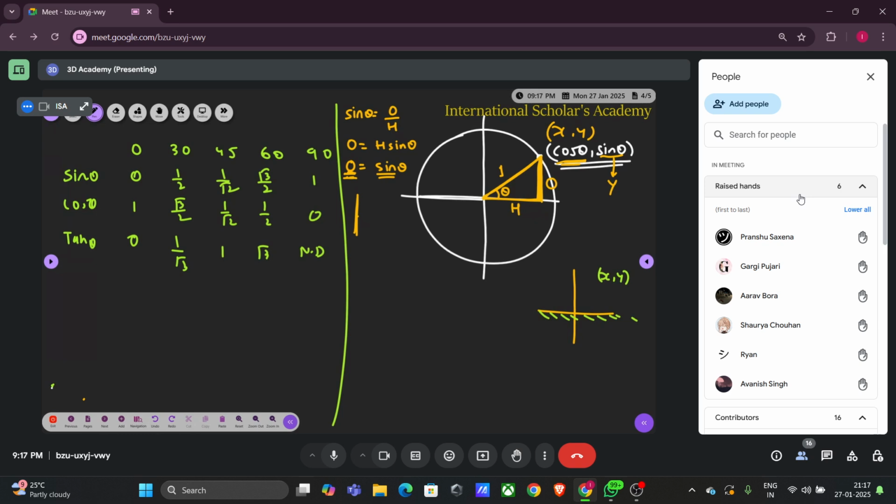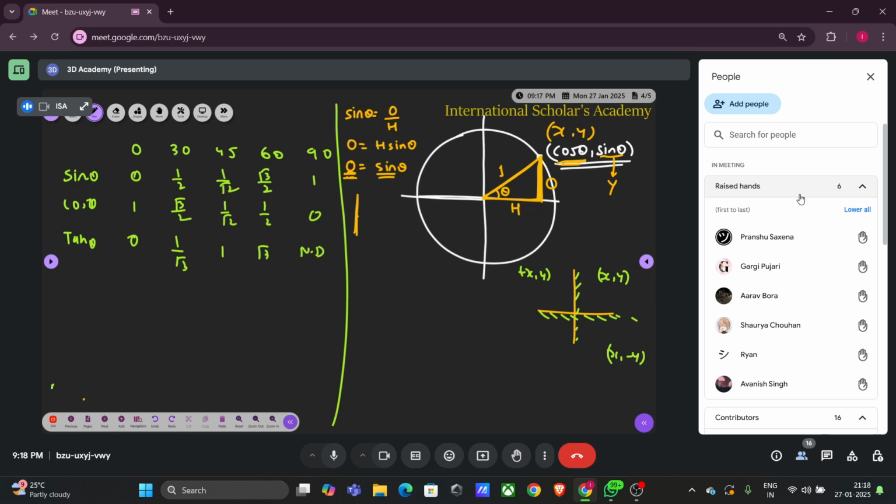Y coordinate. So this will become x comma minus y. What it will become? X comma minus y. If I reflect it along y axis, what coordinate will change? X coordinate. So it will become minus x comma y.